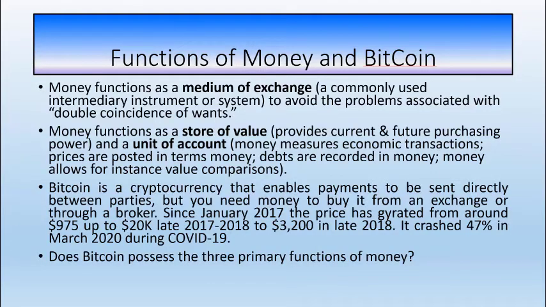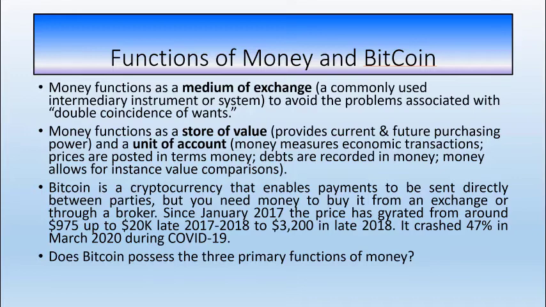Now, moving right along, let's look at the functions of money, and then let's compare it to Bitcoin, because we can learn a little bit more about these kind of abstract concepts of the functions of money if we compare and contrast money, like the dollar, to Bitcoin. So, money functions as a medium of exchange.